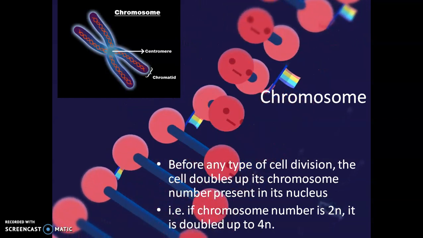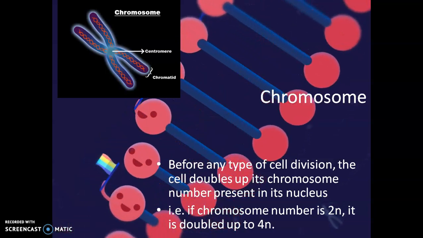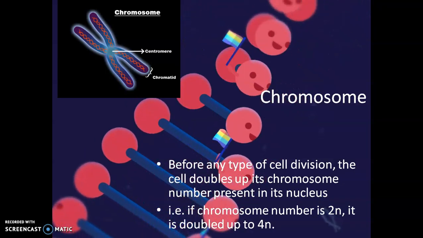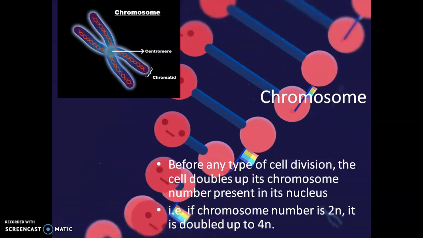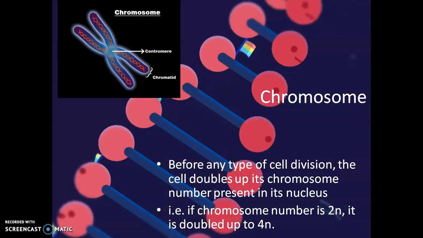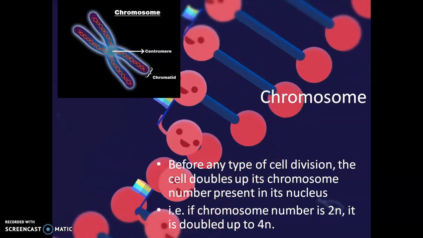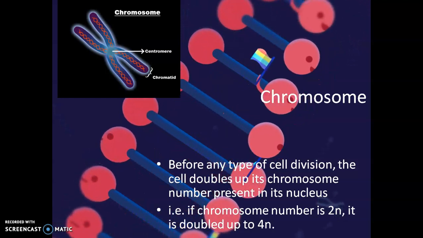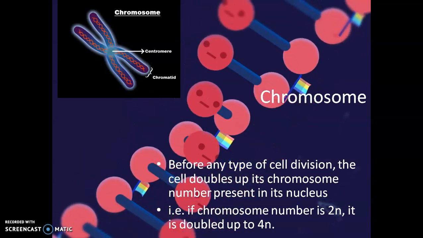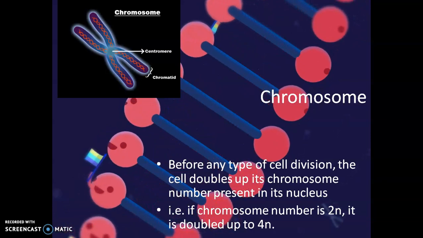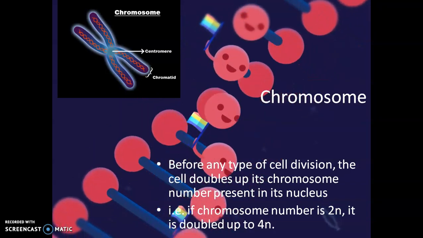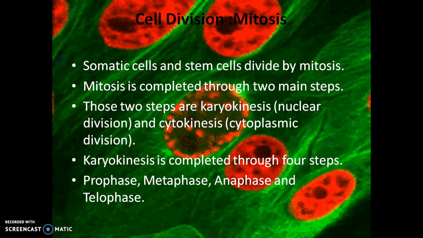Before any type of cell division, the cell doubles up its chromosome number present in the nucleus. That is, if the chromosome number is 2n, it is doubled up to 4n. Because when the cell gets divided, these chromosomes have to go to each cell. So when it doubles up, each cell gets the proper number of chromosomes.